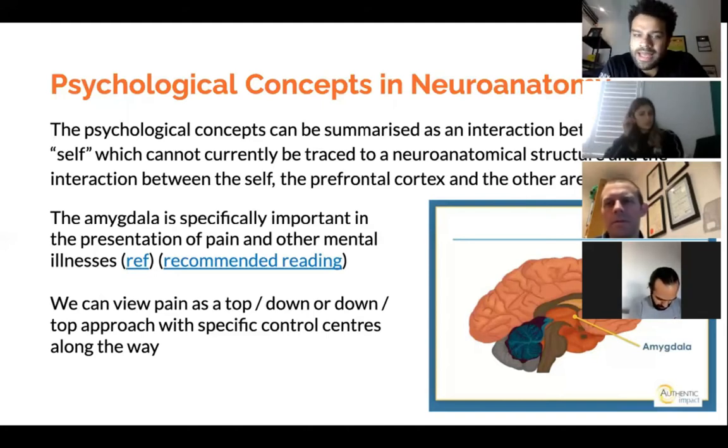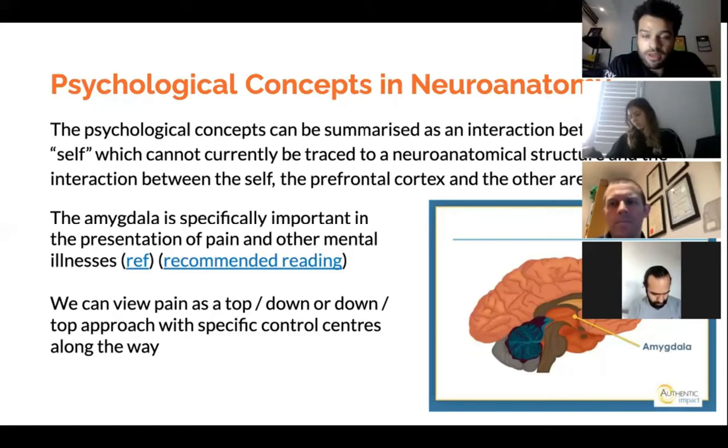But we can say that the self, i.e. what makes you Ellie or David or Charmaine or Jess, is very different to your brain. So we can say that the self is separate, and then we have the different anatomical areas which influence or feed back to the self.